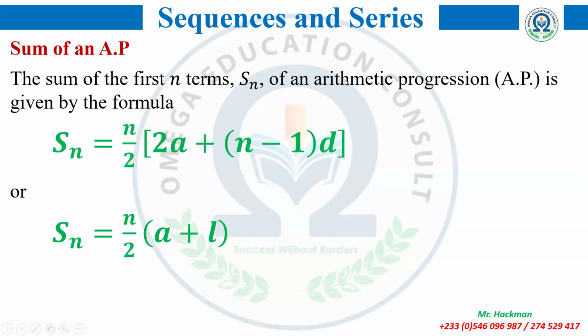And here I'm restricting myself to AP, remember. The formula for that of the GP will be different. The sum is given by the formula. I've given you two. The first one: S sub n is equal to n over 2, square bracket, 2a plus (n minus 1)d.